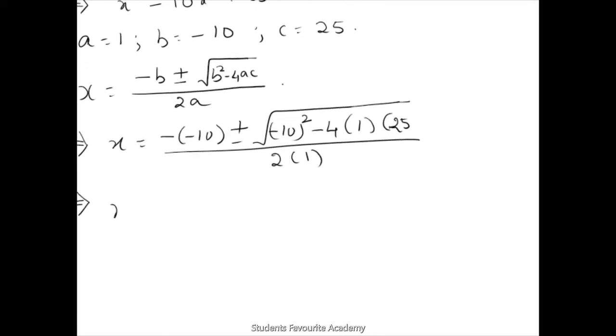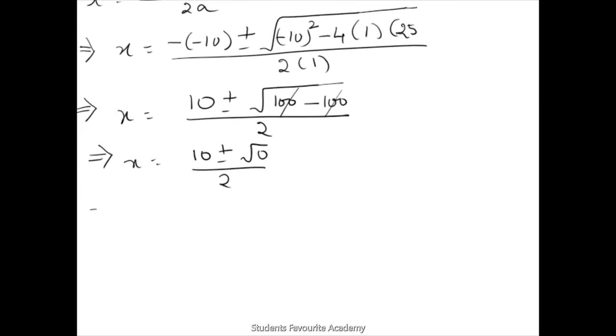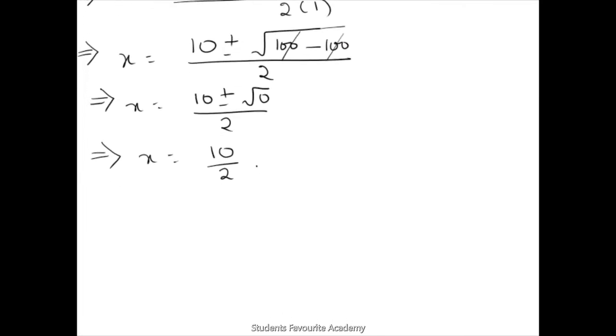So implies x is equal to 10 plus or minus square root of minus 10 square is 100, because minus times minus is plus, 10 square is 100, minus 4 25s are 100. So under root you are getting 0. Okay. So implies x is equal to 10 plus or minus square root of 0 upon 2. This is 100 minus 100, 0. Okay. So x is equal to 10 upon 2. There is nothing, because plus or minus square root of 0 is 0. So implies x is equal to 5. So the solution set will be 5 comma 5. You have to write like this. Okay.